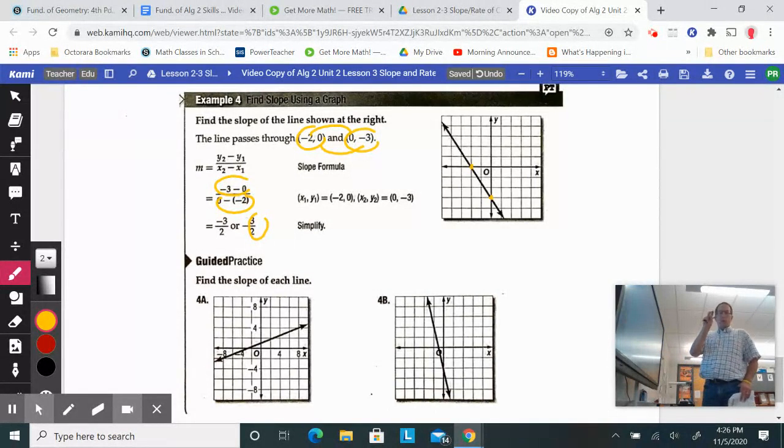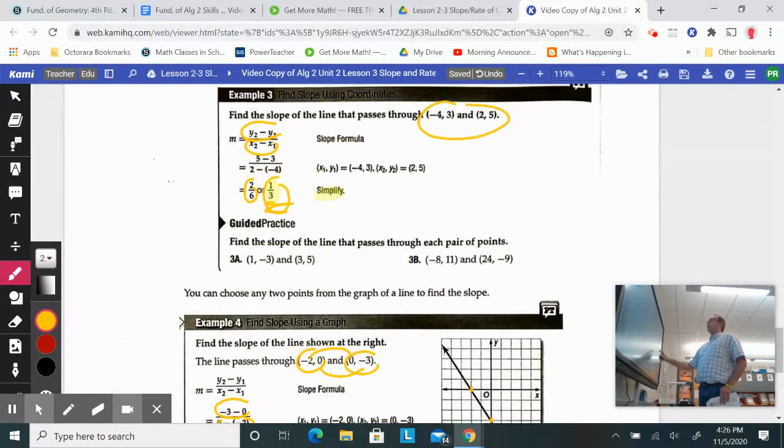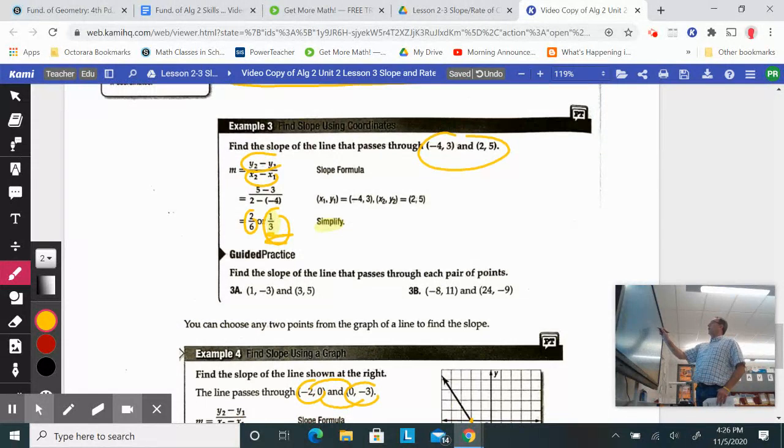All you got to do is pick 2 points off the line. Doesn't have to be the x and y intercepts, though. It could be any two ordered pairs on that line, just like it showed you here on this first example. Any two ordered pairs you pick off, you should be able to find the slope.